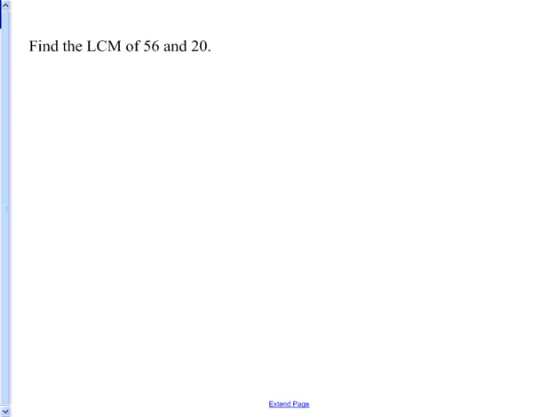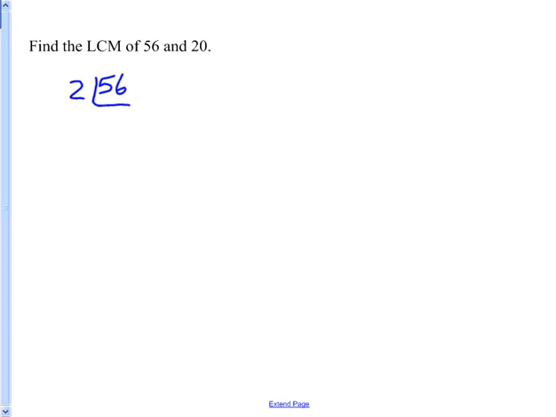Let's try one more. If we look at these two numbers, 56 and 20, once again, neither of those are prime. 20 isn't a multiple of 56, or 20 is not a factor of 56. So we will use factorization to find the lowest common multiple. So with 56, 56 is a rather large number, but I know since it ends in a 6, 2 is going to go in there.